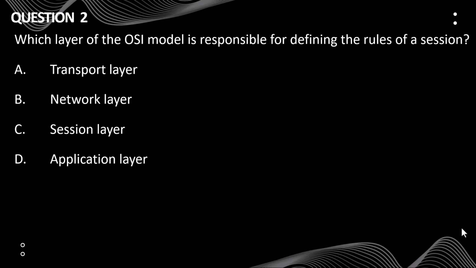Question 2. Which layer of the OSI model is responsible for defining the rules of a session? Option A, Transport Layer. Option B, Network Layer. C, Session Layer. D, Application Layer. Now, if we read the question again, it should already give us a clue of what the answer should be. And if you guessed right, it's option C, the session layer.